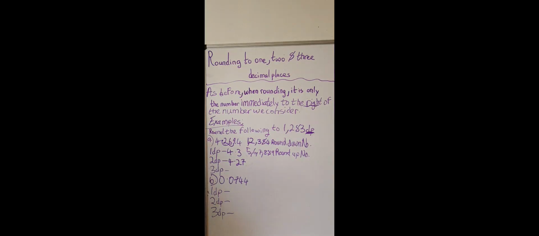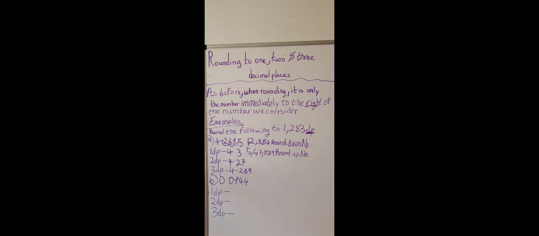So we're moving on to 3 decimal places. 4.2694, and we are rounding it to 3 decimal places. So this is 1, 2, 3. 4 is a round down number, so it's going to be 4.269.